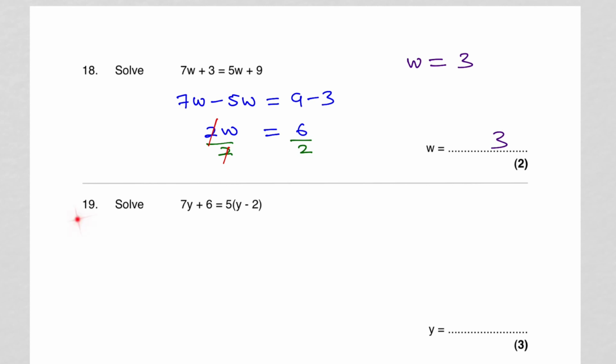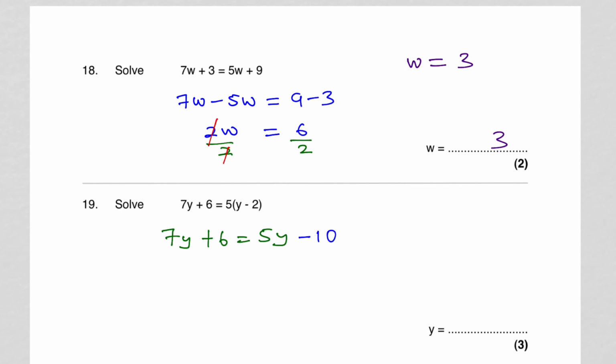Question 19, I need to do the same, expand the bracket first, and then collect like terms. 7y plus 6 equals 5 times y equals 5y, plus 5 times minus 2, that will become minus 10. Right, this is minus 10.